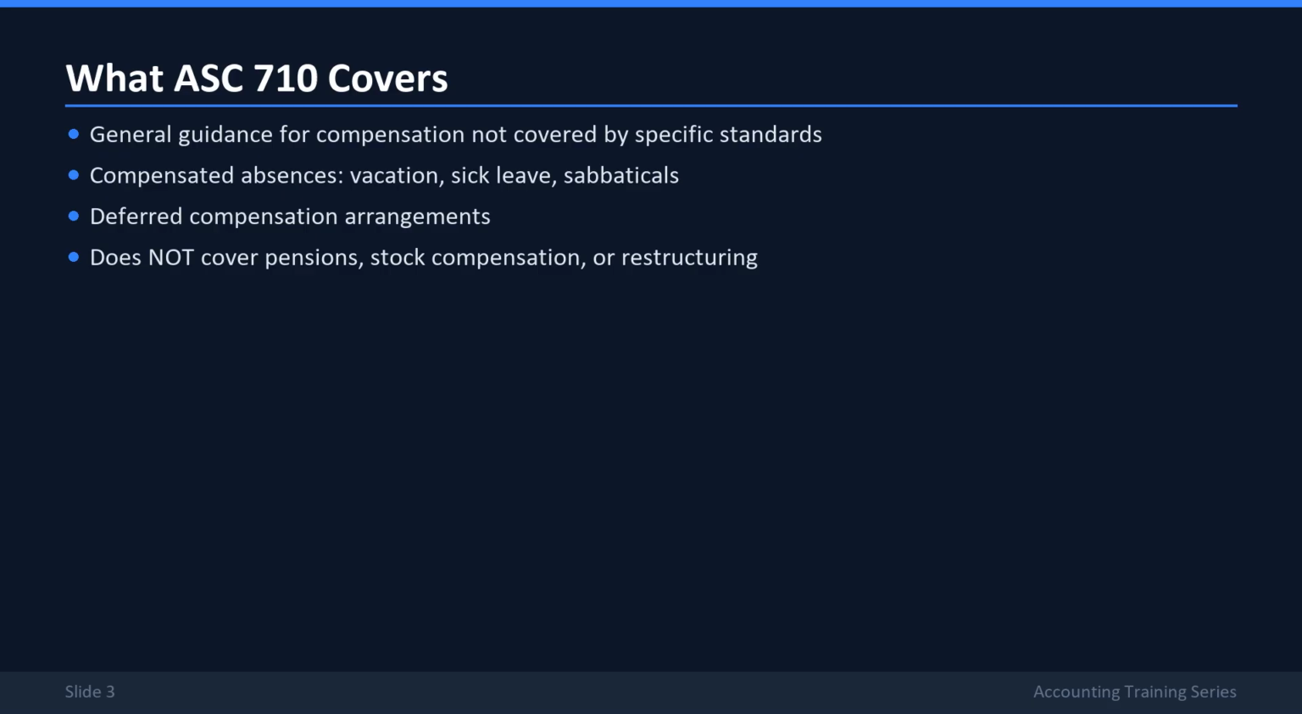ASC 710 provides general guidance for compensation arrangements that are not addressed by more specific standards. The two primary areas it covers are compensated absences, which include vacation leave, sick leave, and sabbaticals, and deferred compensation arrangements, where employees defer receiving current pay to a future date such as retirement. ASC 710 does not cover pensions, which are governed by ASC 715, stock-based compensation covered by ASC 718, or restructuring termination benefits, which fall under ASC 420.